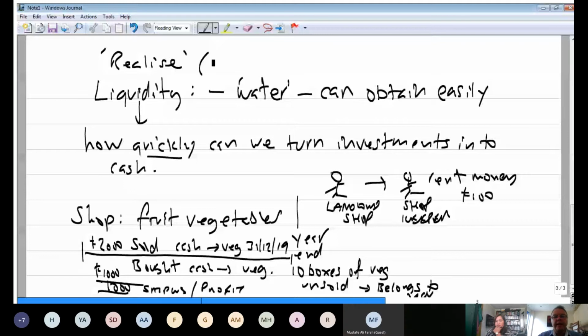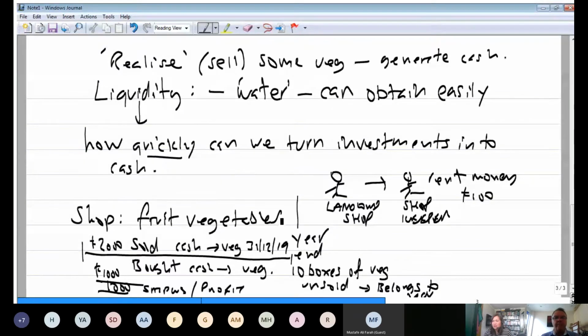Realize, that means sell some fruit, some veg, because that will generate cash. Okay, that will generate cash. So you're going to realize, sell some veg and fruit to generate cash. And the problem is, of course, though, what if you can't sell it? What if people don't want to buy your veg and your fruit at the moment?